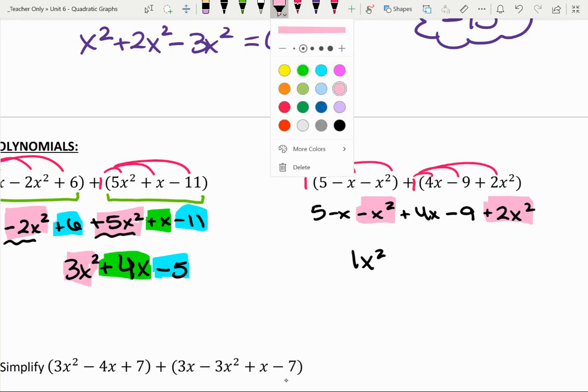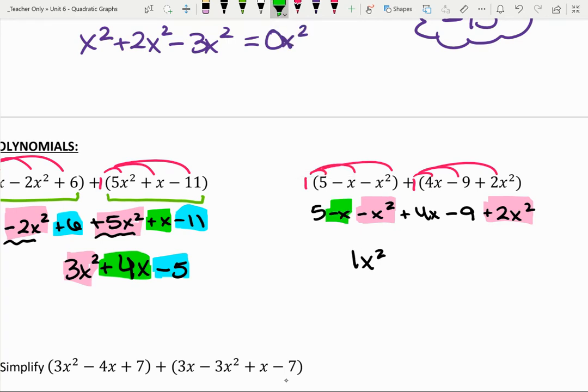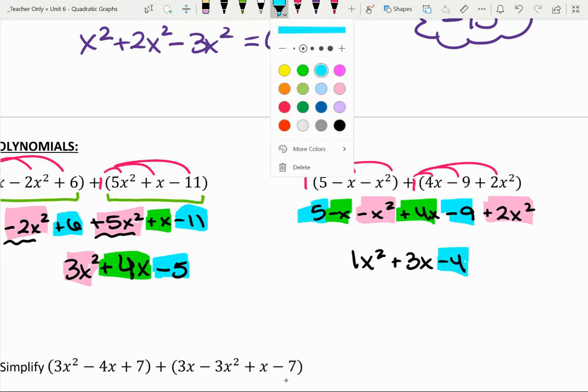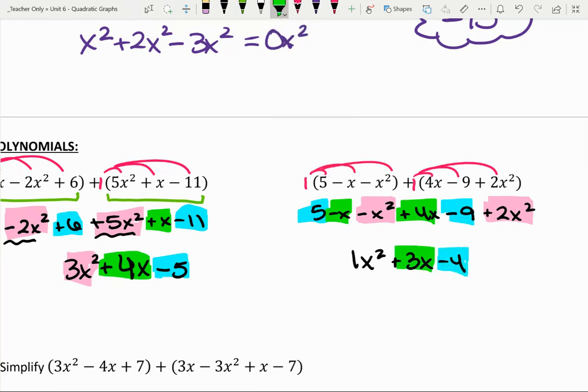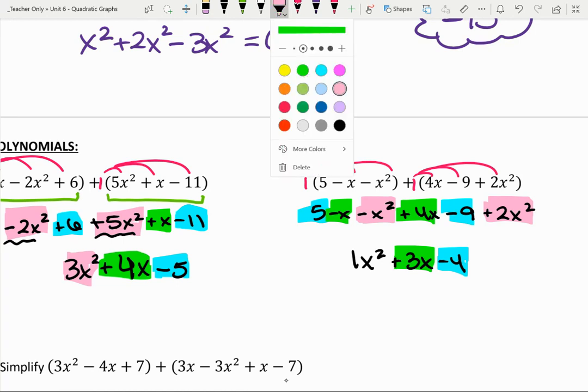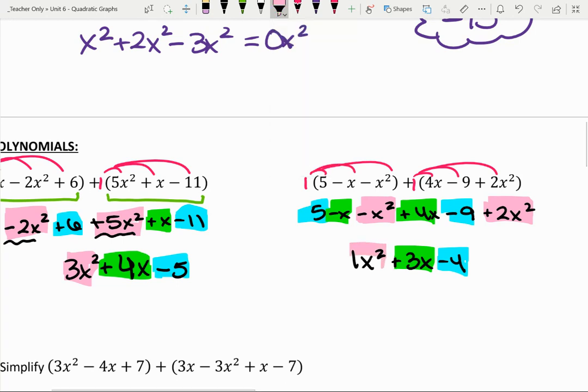And then my x term, because that'll come next, negative x and 4x combine to make a positive 3x, so I'm going to put plus there. And then finally, 5 and negative 9 will combine to make negative 4. So again, I've got all those pieces combined. I've got it written in order from largest exponent to smallest exponent. And I'm doing multiple steps in one. If you need to break those steps down further, please do.